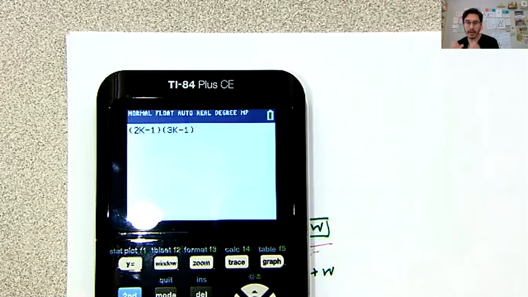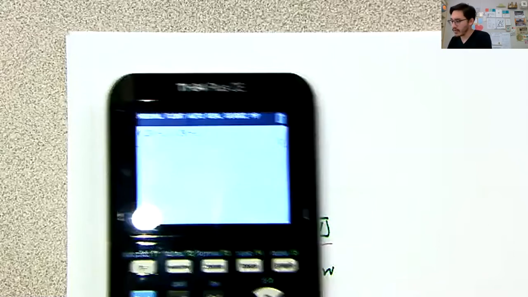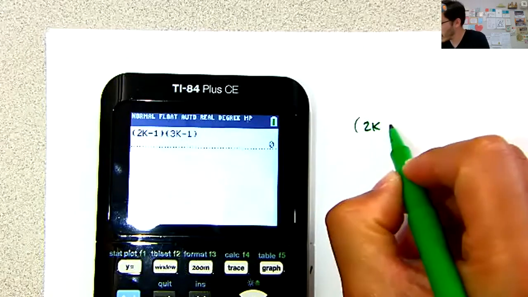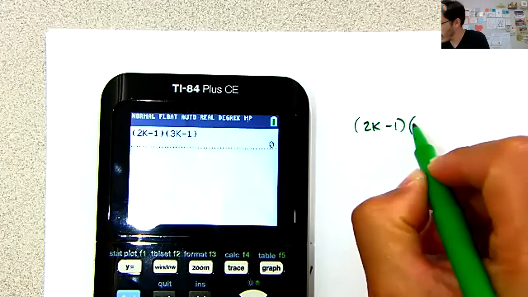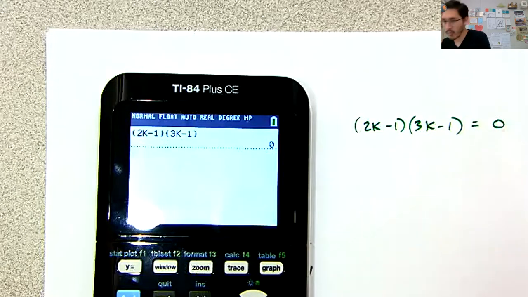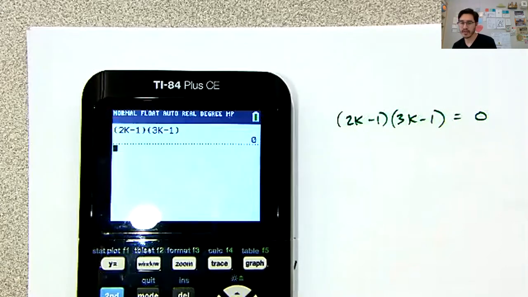And then I'm going to multiply those two expressions together, right? Those two results. And lo and behold, the product is 0. So write this out as an equation. A number times 2 minus 1, and a number times 3 minus 1. And when we multiply those two results together, we get 0.